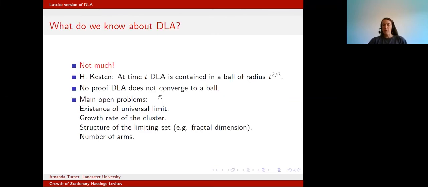In fact, the problems are even bigger than that. We don't even know that a limit cluster exists. So one of the main open problems is the existence of a universal limit. And if you could prove that existence, then the growth rate of the cluster and the structure of the limiting set, for instance the fractal dimension or the number of arms, all become interesting questions.